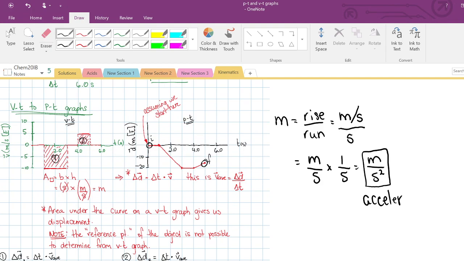So the slope of your VT graph gives you the acceleration, which you might think makes sense, because if your velocity is here at a constant of -10 meters per second, you're not accelerating, right? You're traveling at cruise control. You're continually, over time, traveling at the exact same speed. So it makes sense that the acceleration be 0.